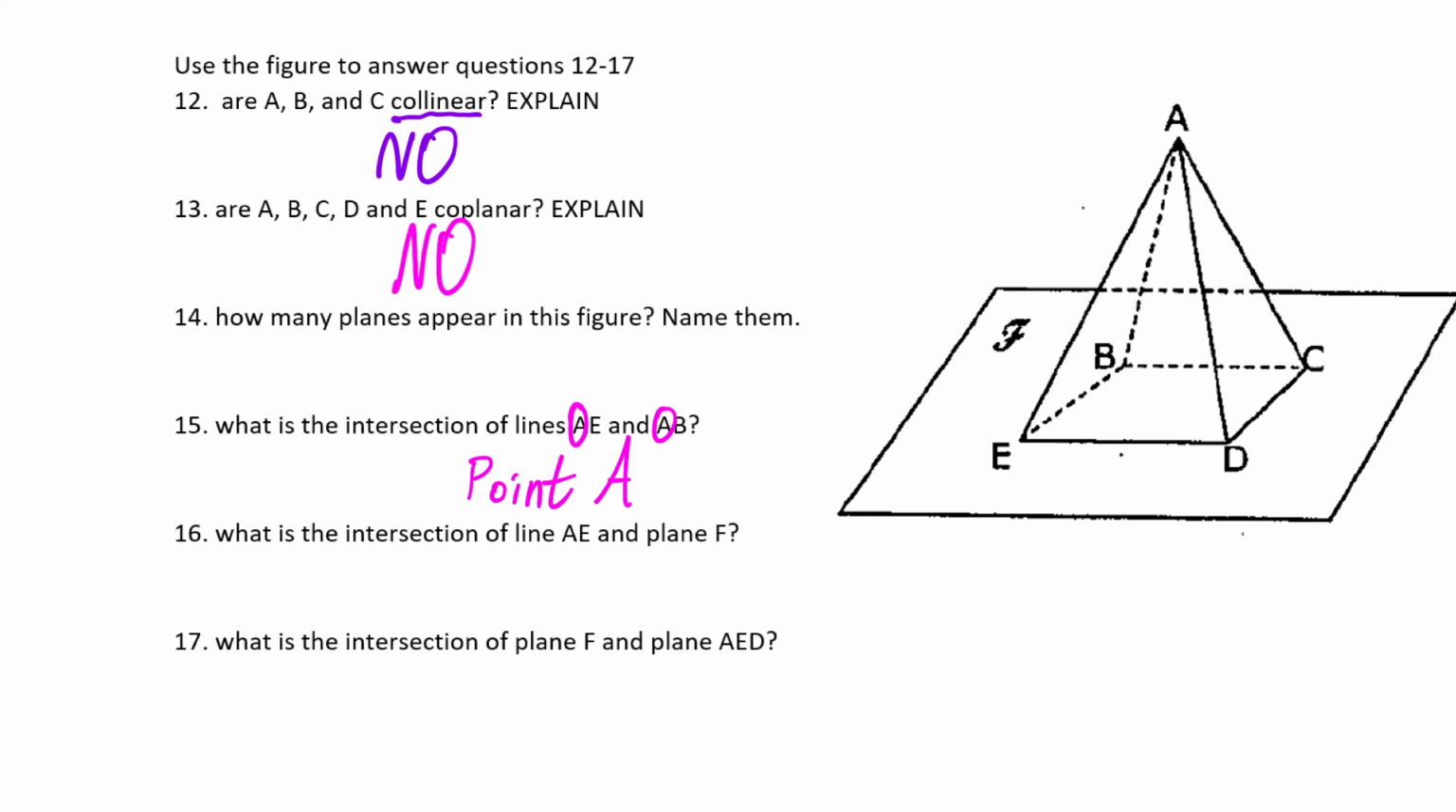Okay, what is the intersection of line AE and plane F? So you have line AE, and here's plane F. So where does this line right here meet up with this whole plane down here? Point E. Good, it meets right here at point E.